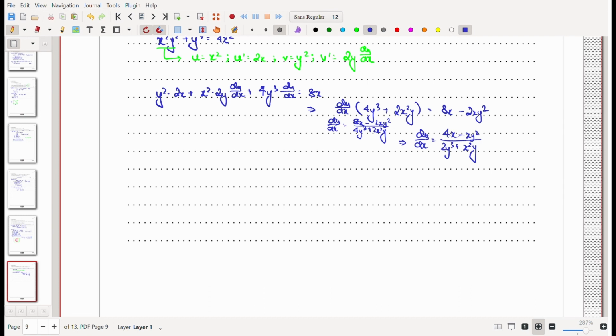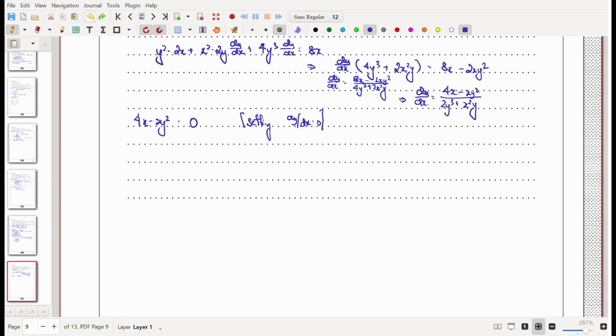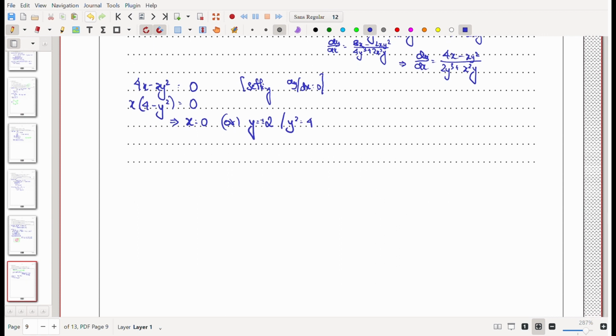Now, to show that there is no local maxima or minima, we can set dy by dx equal to 0. This means that 4x minus xy squared is equal to 0. The reason it's this simple an equation is because the denominator entirely gets cancelled out when we do cross multiplication. So this is our equation. Let's take x out as common: x times 4 minus y squared is equal to 0. This means that x is equal to 0 or y is equal to plus or minus 2, also known as y squared is equal to 4.